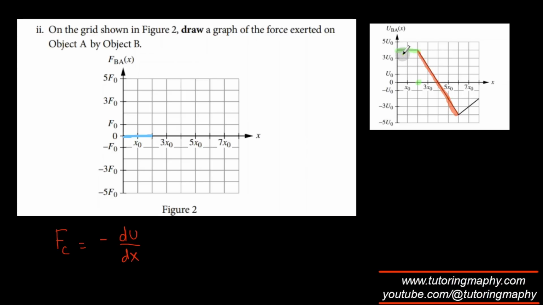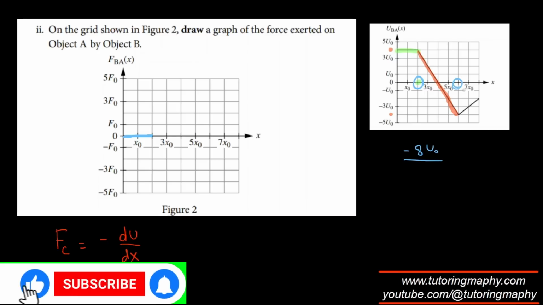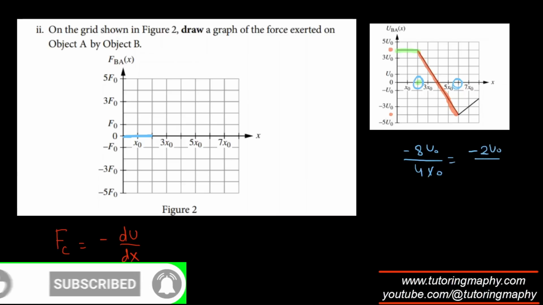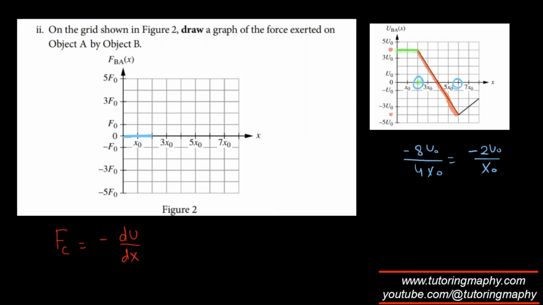So there is a rise, or rather a fall, from 4u naught. We are falling to negative 4u naught. So that's a fall of negative 8u naught. And there is a run of from 2x naught to 6x naught. 2 to 6 is 4, right? 4x naught. So this is negative 2 u naught over x naught. So negative 2 u naught over x naught is nothing but the force.